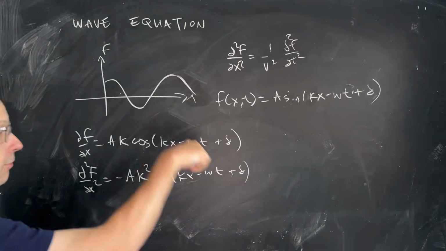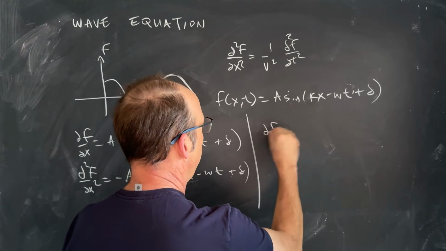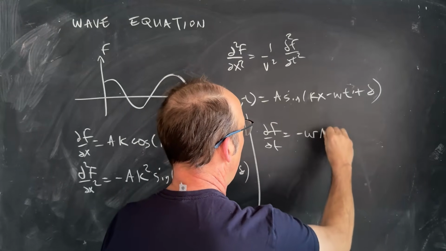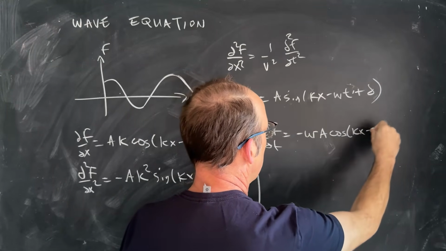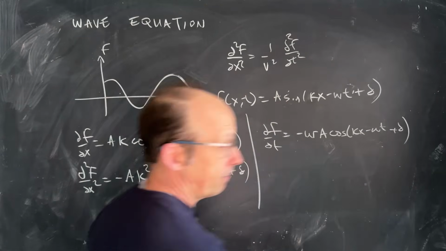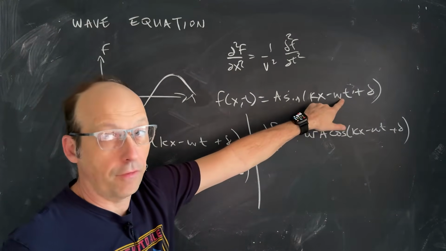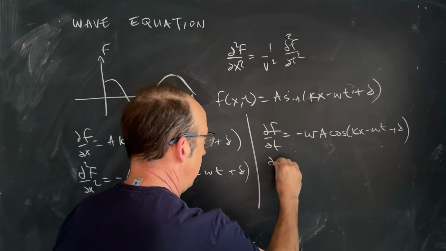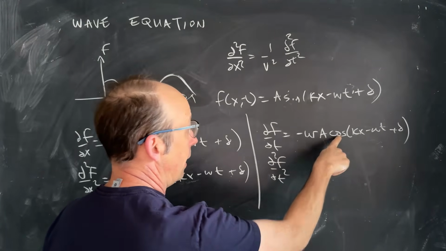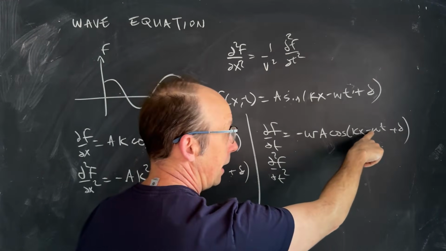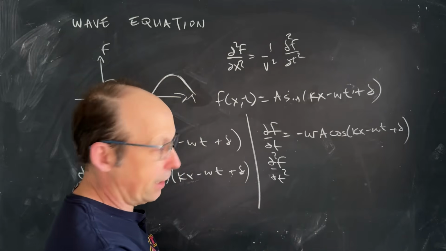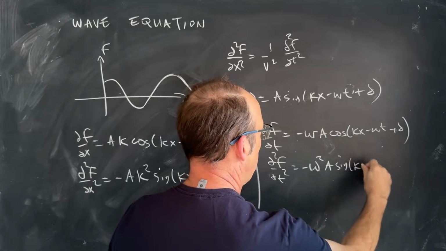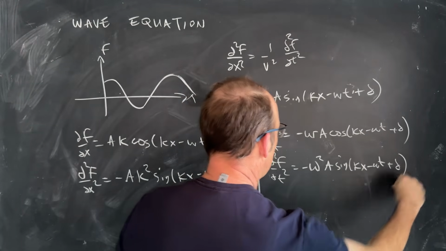Okay, now let's go to the other side. The partial of f with respect to t. Well, it's the same thing. I'm just going to get negative omega a cosine of kx minus omega t plus delta. Right? So here I take the derivative of negative omega t, and that's where I get the negative omega. Take the derivative again, second partial of f with respect to t. I get a negative here, and I get a negative here. So I get a negative, negative, negative, which is negative. So I get negative omega squared a sine of kx minus omega t plus delta.